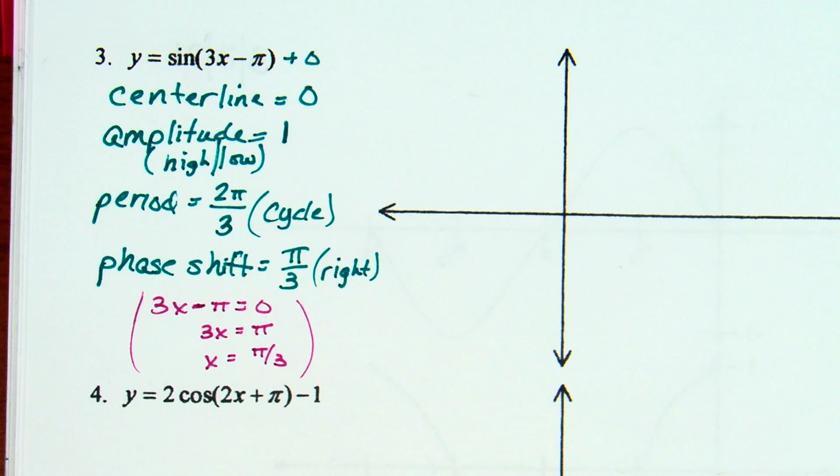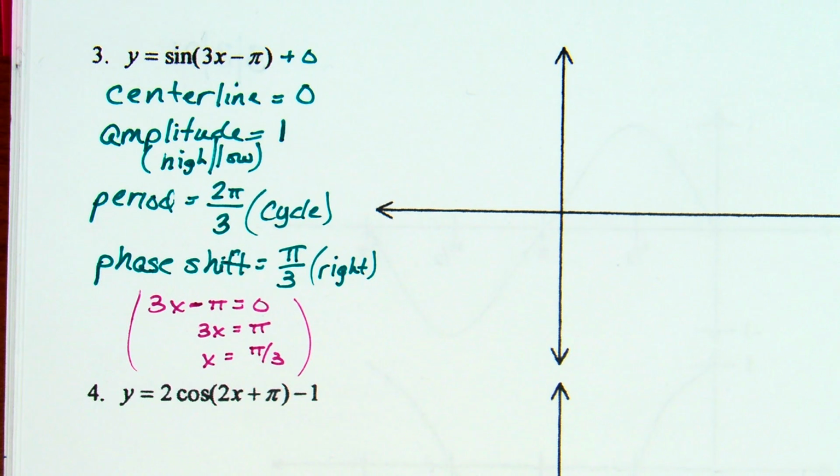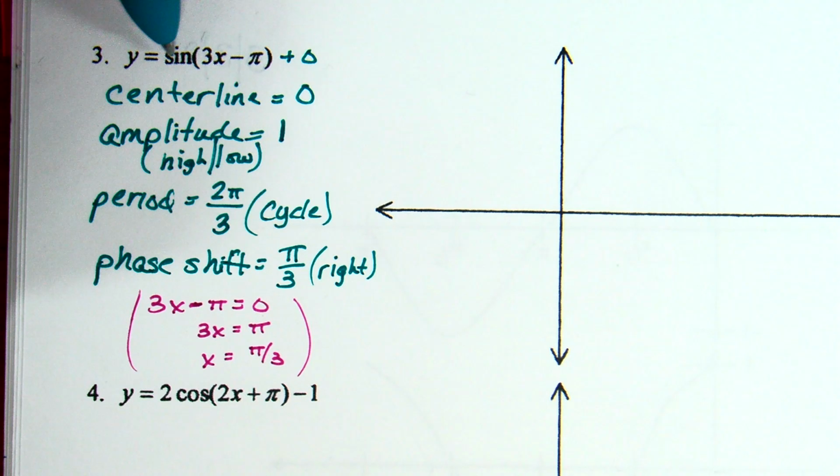Okay, and the one thing, let's see, we didn't address reflection. A reflection would have happened if there was a negative out front, no negative out front. And what is this I'm graphing? I'm graphing sine. What's sine look like? Okay, mountain followed by a valley, right? So that is our shape of sine.